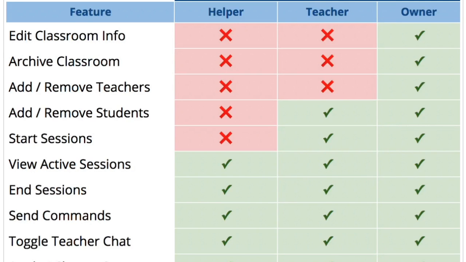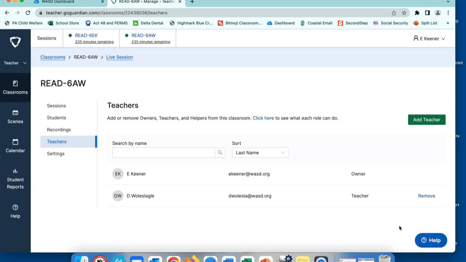A quick note about the permissions given to each person. Helpers can view your students in the active sessions. The teachers can add or remove students or start sessions, and owners can add or remove teachers, archive classrooms, or edit their info.